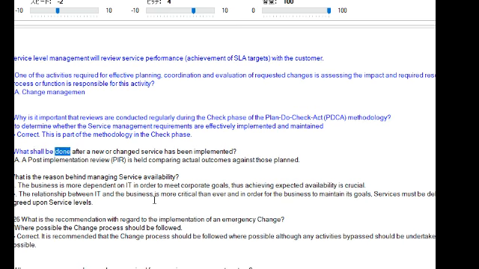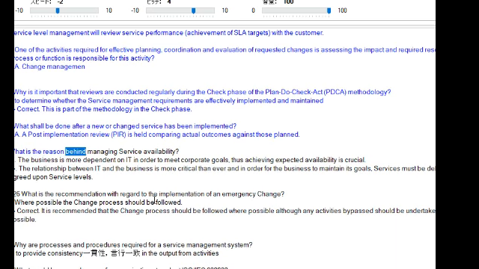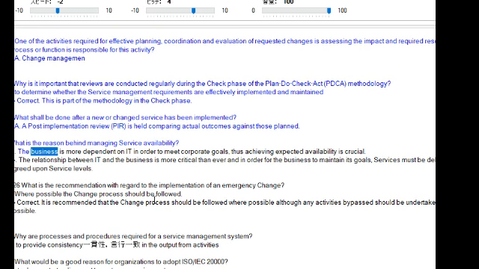What shall be done after a new or changed service has been implemented? A. A post-implementation review, PIR, is held comparing actual outcomes against those planned. What is the reason behind managing service availability? The business is more dependent on IT in order to meet corporate goals, thus achieving expected availability is crucial.